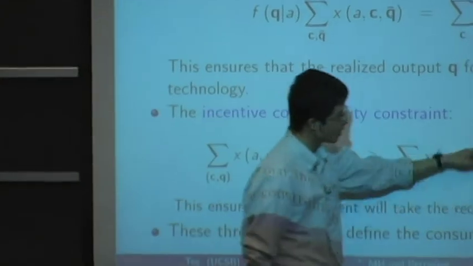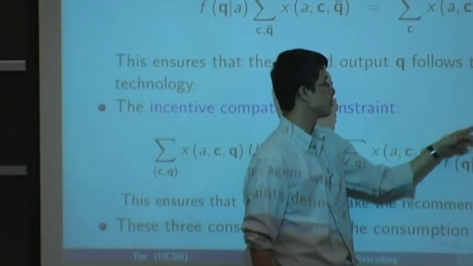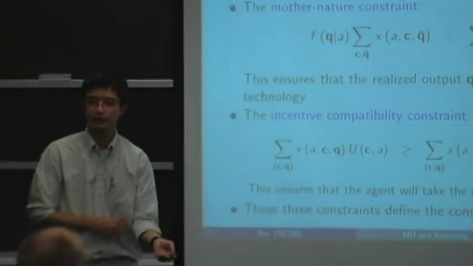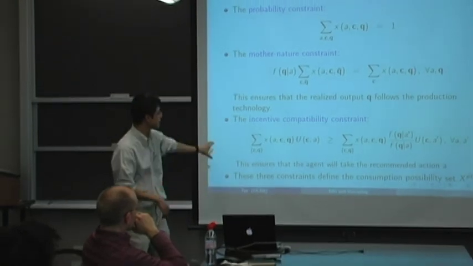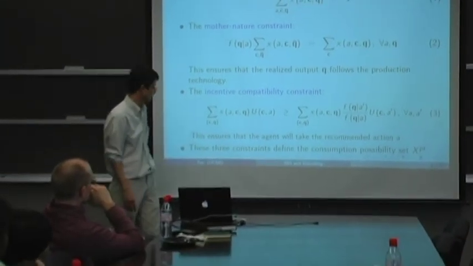Okay, and here's a likelihood ratio, because when you take A prime, the output distribution is going to be different. So that's why you have to put this likelihood ratio in. Okay, the duration is in Prescott-Townsend. You can see it. It's nice to see, I think.